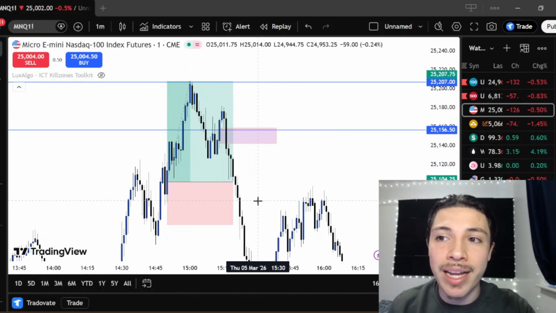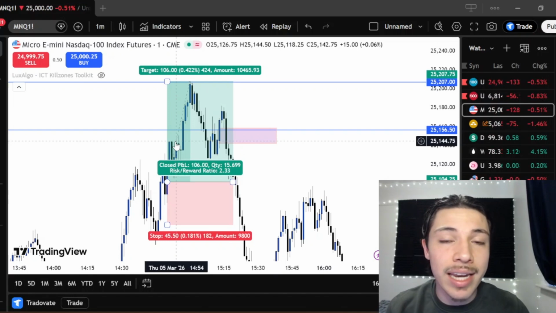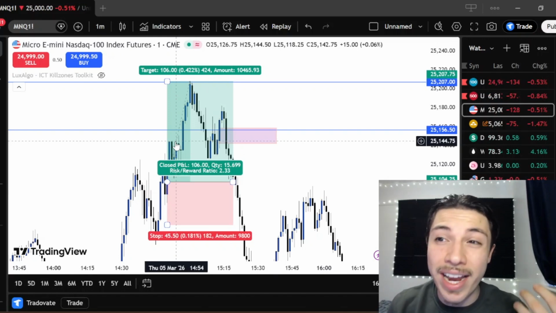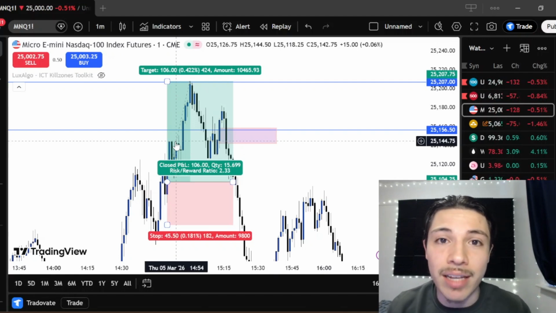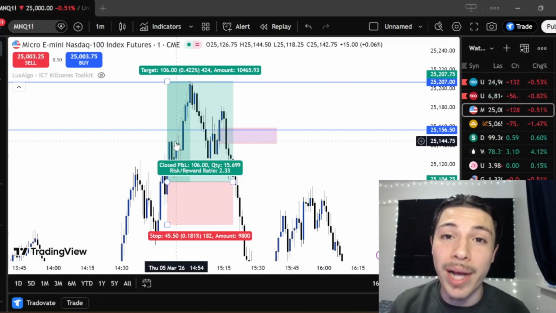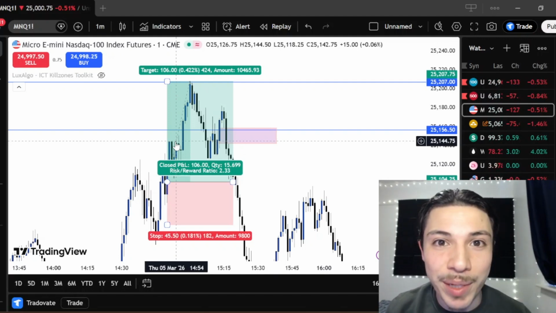I'm about to break down exactly how you could have taken a trade just like this, how I used my analysis and my confluences to find such a high probability entry. And guys, this wasn't that difficult. It was quite simple, and you're about to see how. So get ready, focus, lock in, because I'm about to break this down for you.